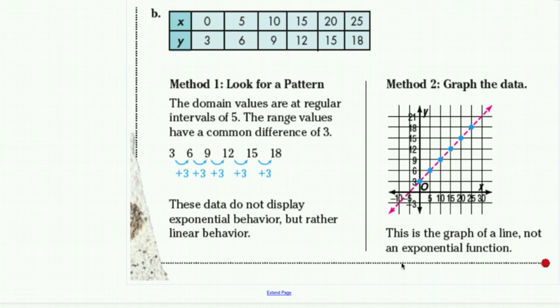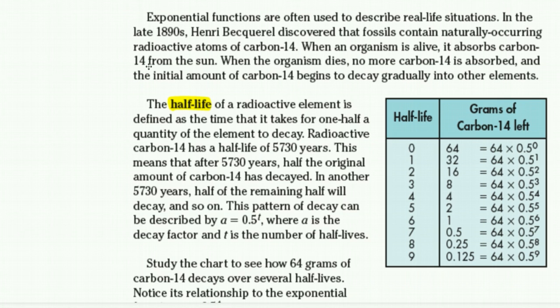Let's take a look at the next concept that we need to understand. Exponential functions are often used to describe real-life situations. In the late 1890s, Henry Becquerel discovered that fossils contain naturally occurring radioactive atoms of carbon-14. When an organism is alive, it absorbs carbon-14 from the sun. So, when the organism dies, no more carbon-14 is absorbed, and the initial amount of carbon-14 begins to decay gradually into other elements.